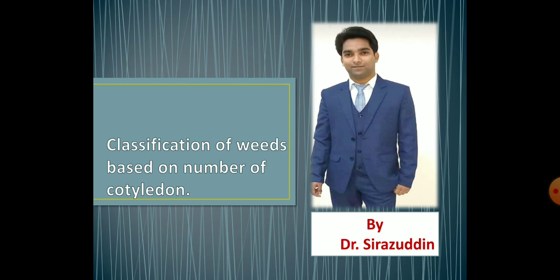So, in the first lecture, we started with the weed nomenclature. In the second lecture, we studied the classification of weeds on the basis of life cycle or ontogeny. And in the last lecture, we studied the classification of weeds based on the morphology. And today, I'm here to discuss the classification of weeds based on number of cotyledons.